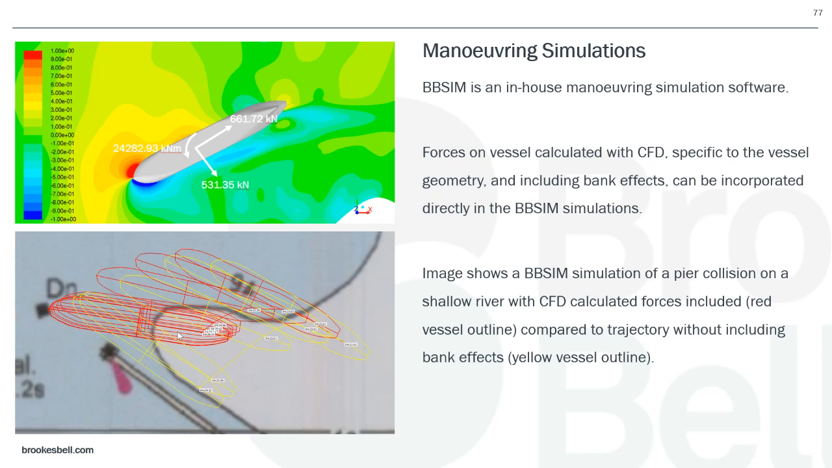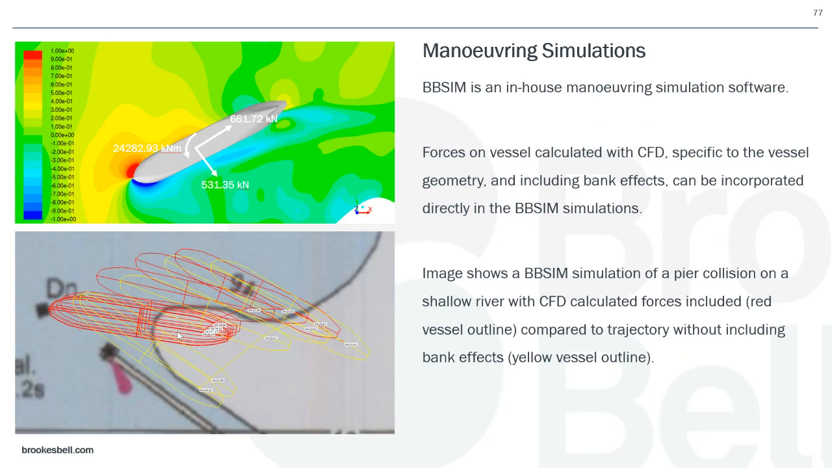In this case we've been looking at, the river channel was something we actually looked at for an incident that occurred. And what we did to do that was model the river and model the vessel at various points along that river and monitor the forces in CFD. And then we can plug these forces into the manoeuvring simulation software, BB-Sim. And we can see with the manoeuvring software how these forces affected the manoeuvre of the vessel. And so what we did in this case was we applied a manoeuvre without these forces included, these forces due to your changing channel depth.